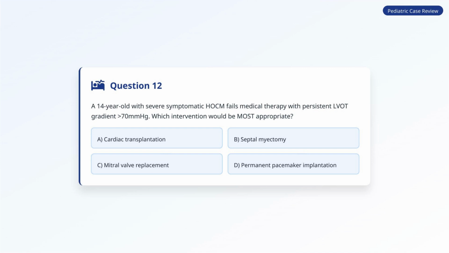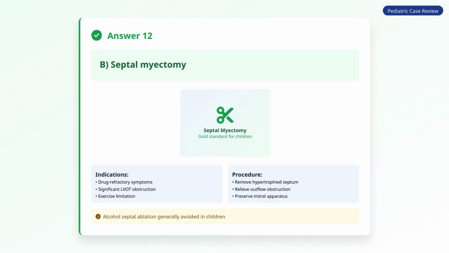A 14-year-old with severe symptomatic hypertrophic obstructive cardiomyopathy fails medical therapy with persistent left ventricular outflow tract gradient greater than 70 millimeters of mercury. Which intervention would be most appropriate? A, cardiac transplantation. B, septal myectomy. C, mitral valve replacement. Or D, permanent pacemaker implantation? The correct answer is B, septal myectomy.